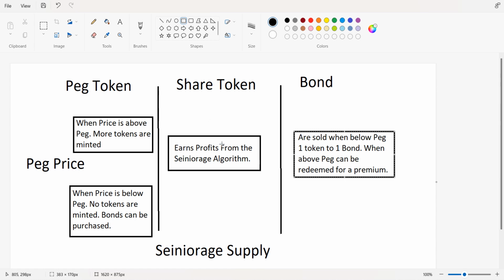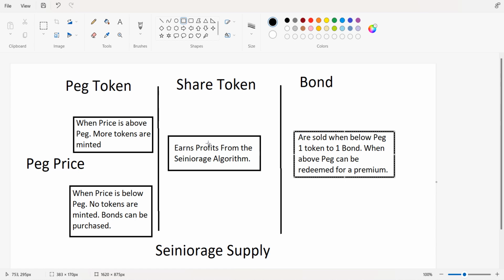Just for staking the share token, you earn when the TWAP price is above the peg price, meaning the time weighted average price is above peg at the end of an epoch. And there's typically a countdown timer somewhere. The people who hold the share token, when you hold share tokens, you can make a lot of money. I mean, a lot of money.